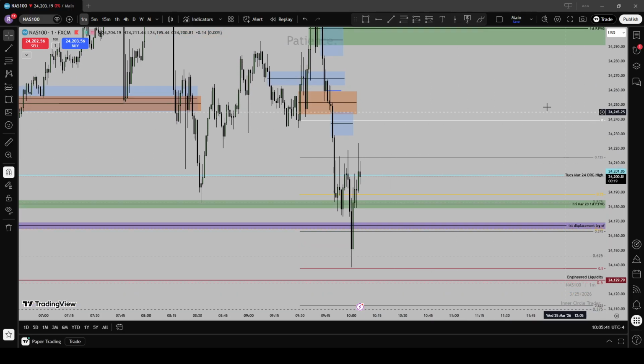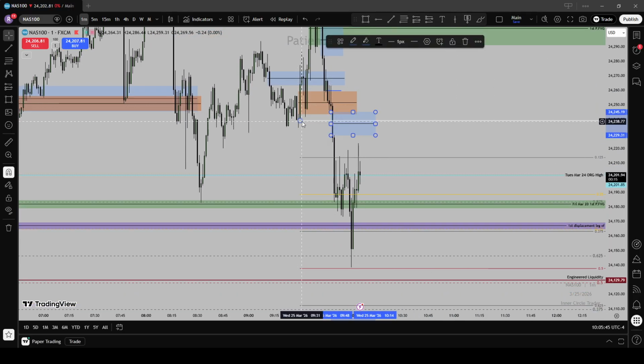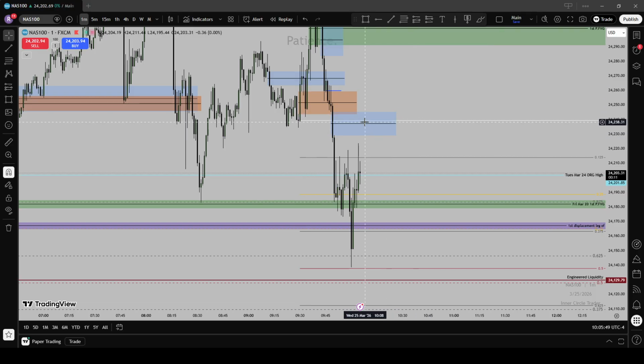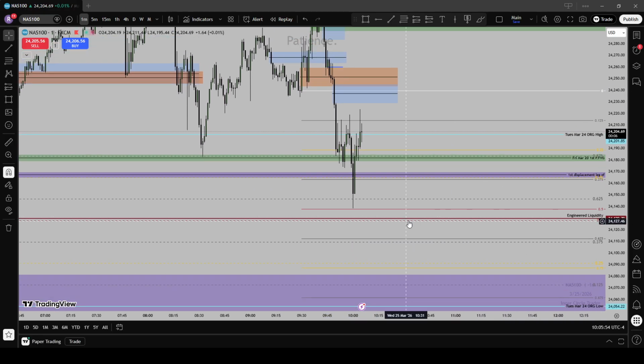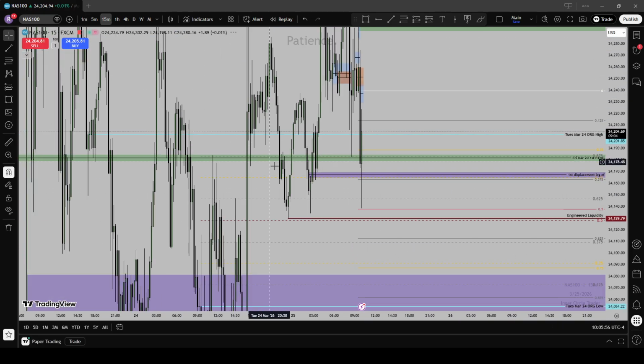We could possibly see them come back to this fair value gap because it's on the opening range high. So they can tap into this, even this, and then pursue the other engineered sell side liquidity, which is this. Check how clean those lows are. They left it like that for a reason.